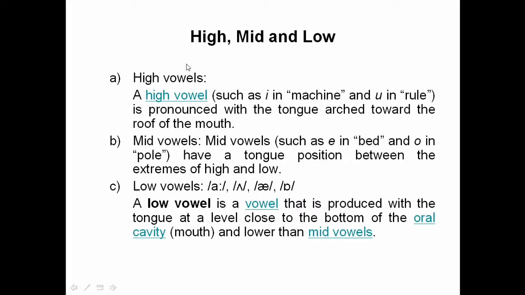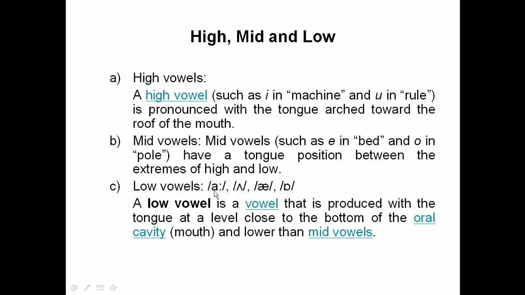Okay, then high vowels. For example, in machine, e or u. So the tongue arcs toward the roof of the mouth. It moves towards the roof of the mouth. In mid vowels, just like in a, it has a tongue position between the extremes of high and low. That is why it is mid.